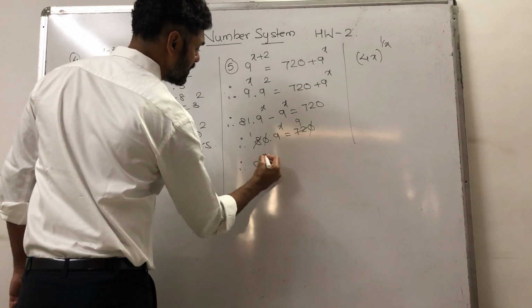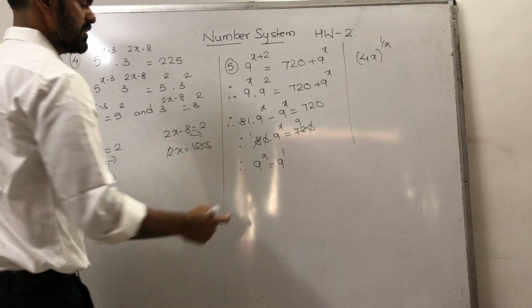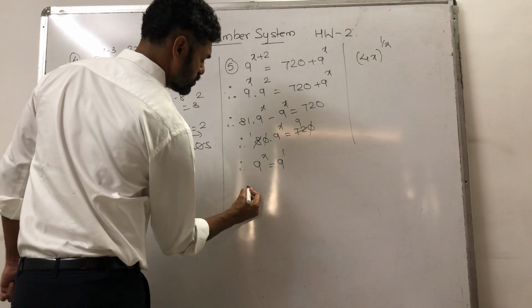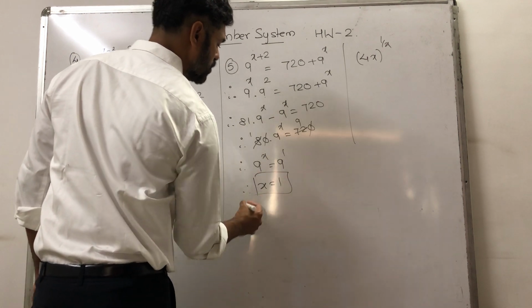So now we have 9 raised to x equals 9. Can I write 9 as 9 raised to 1? Yes. The base is same. Both sides 9 is the base. So you can equate the power. So you have x equals 1.